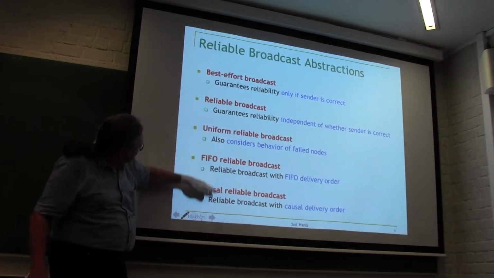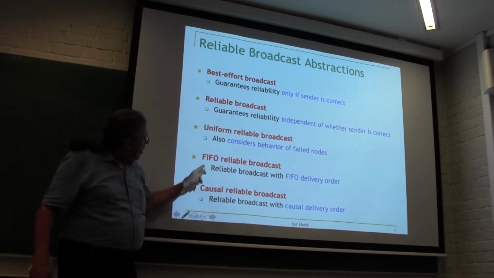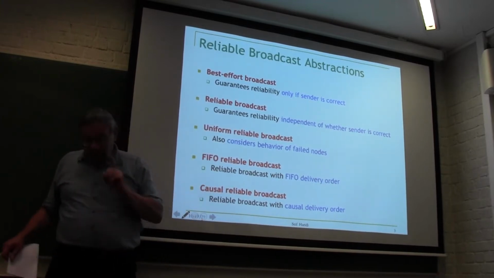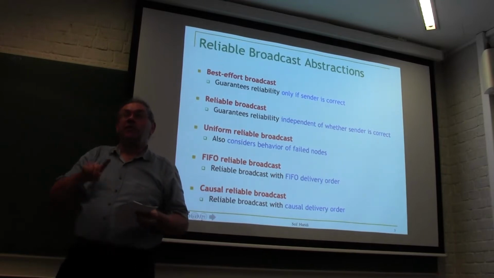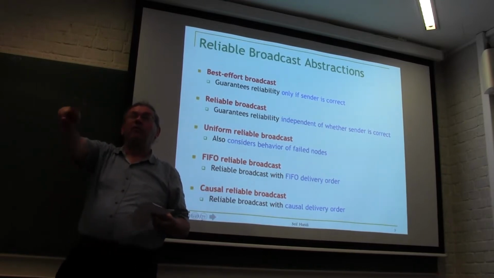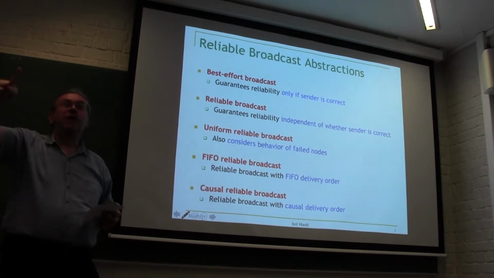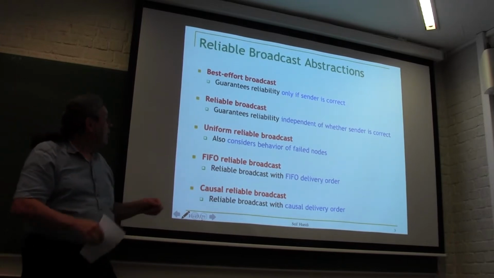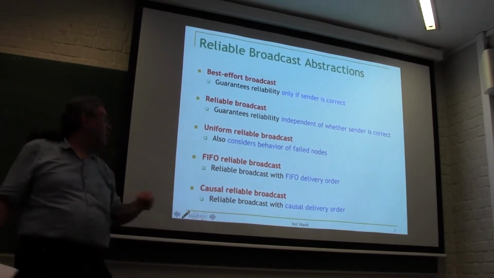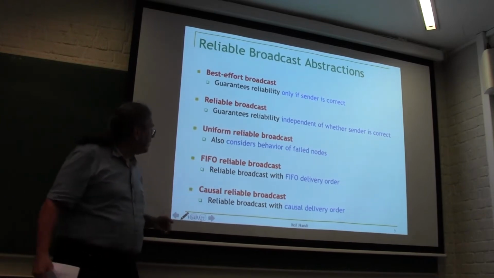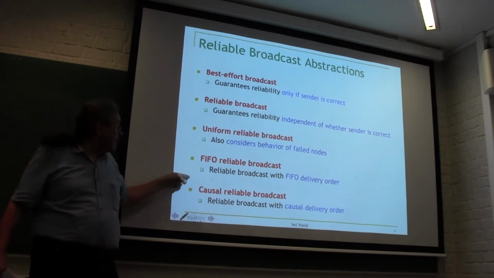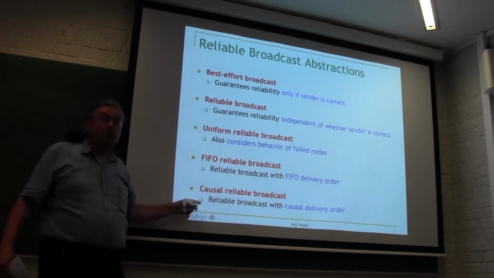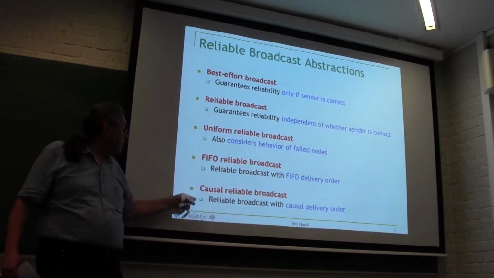So these I'm not going to talk about today, but FIFO means that if I send two messages to node 2, they will arrive in that order: 1, 2. They won't switch orders, even if one of them is slow or not. First in, first out. And that's a first step towards causality. Causality is the strongest ordering one.